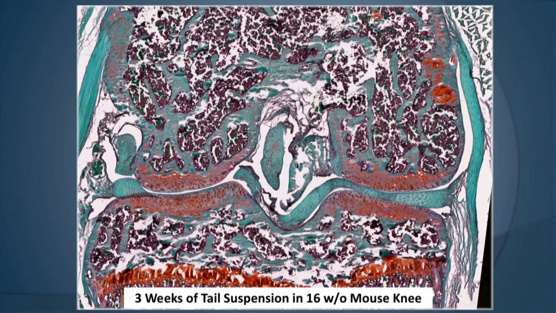So now to just show you quickly, this is a 16-week-old, otherwise normal animal, that we're still allowed to do this. We let him hang by his tail for 3 weeks, so he's running around on his front legs. His hind legs are unweighted, so the loading of it has been totally changed.